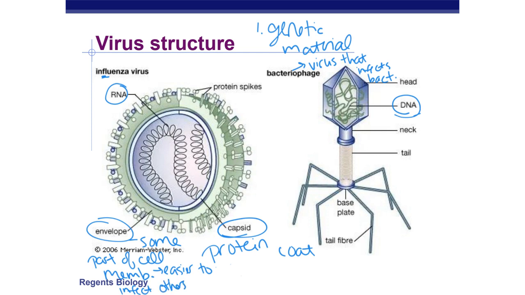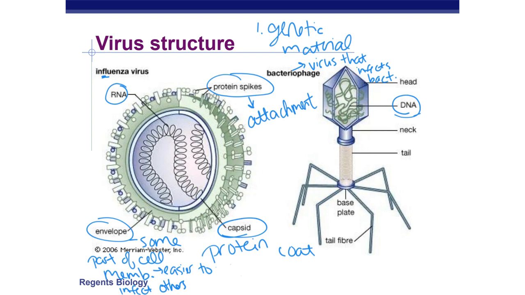Okay, and then some of your viruses will also have these protein spikes on them. Those protein spikes are going to help with attachment to cells that they're going to infect. Okay, and so you'll see those on some pictures and not on others. Okay, so that's about it for a virus.